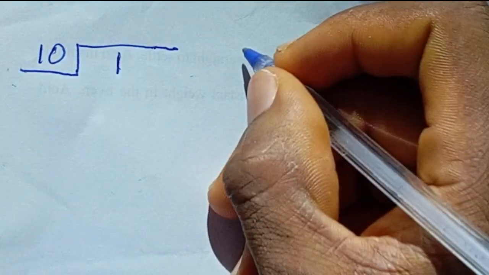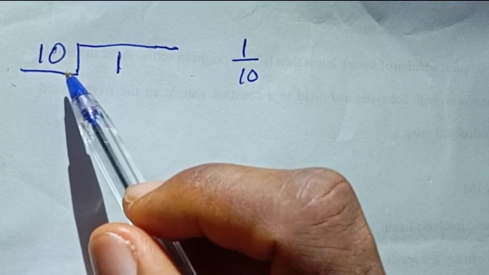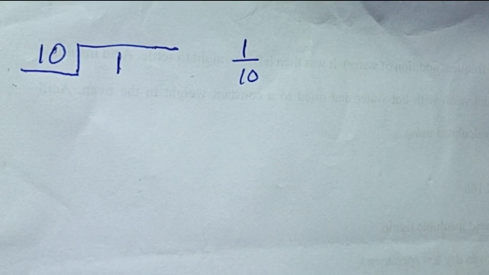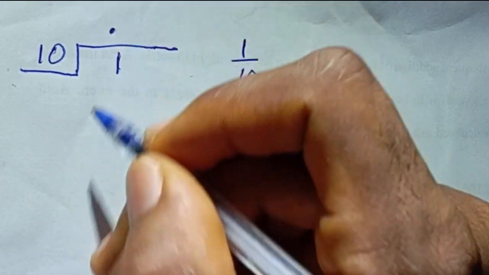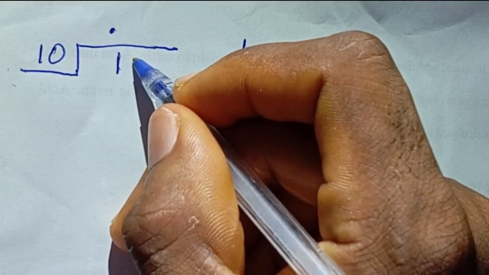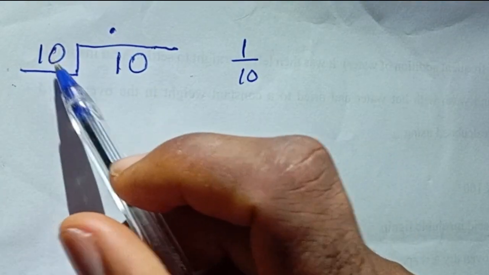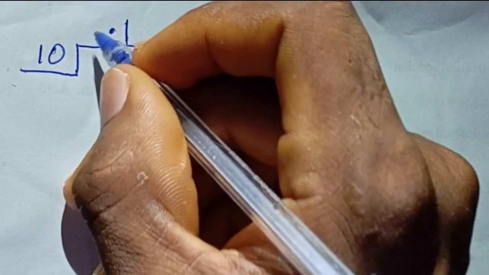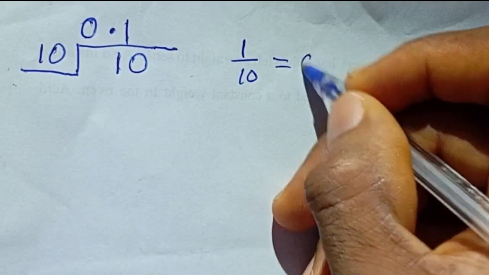What about 1 divided by 10? Remember, this thing is like this. 1 divided by 10. So since 1 is smaller than 10, we cannot divide it. What are we going to do? We fix a point. This is the decimal point, and we add 0 to make it 10. When we add 0, 10 divided by 10 is 1. You write 1 and then you add 0. What does that mean? 1 over 10 is equal to 0.1.